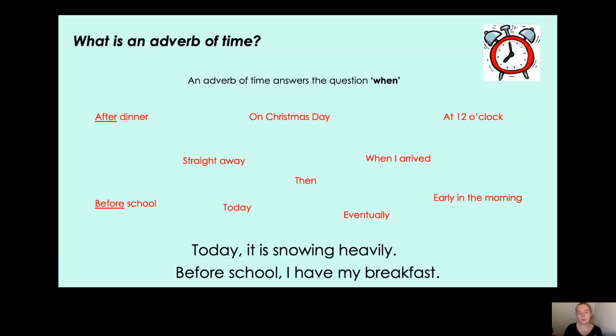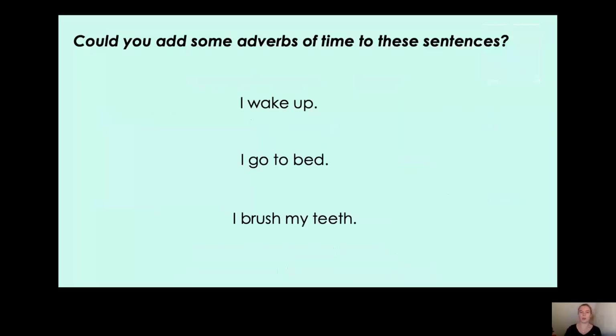Then I have, before school, I have my breakfast. So I don't have my breakfast after school, I have it before school. So that is telling you when I have my breakfast, which is before school. It's giving me more information about my breakfast, okay? Not only do I tell you I have my breakfast, but I also tell you when. So here we have 3 simple, very short sentences. I wake up, I go to bed, I brush my teeth.